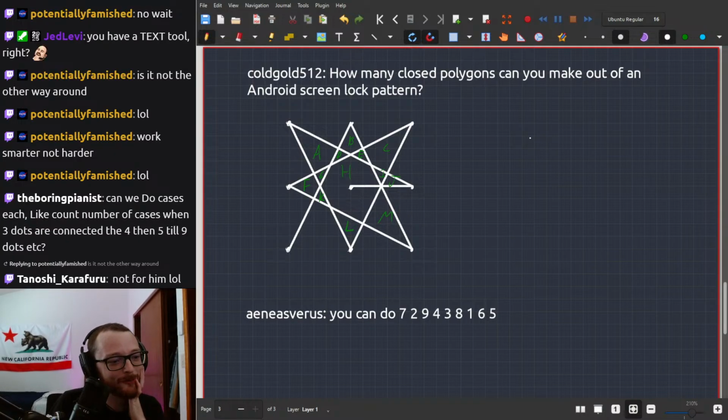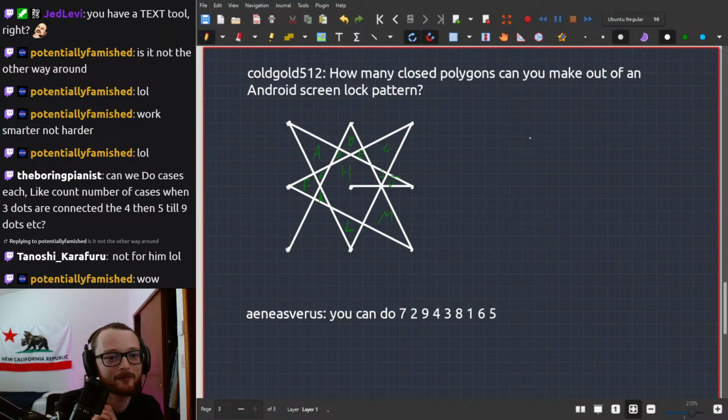That's the joke, famous. I work harder, not smarter. You got 56, Ludwig? Really? In one passcode, you got 56? We do cases each, like count the number of cases when 3 dots are connected. No, I think we're just going for the absolute maximum. I don't want to enumerate all these cases, but there's a bunch of them.